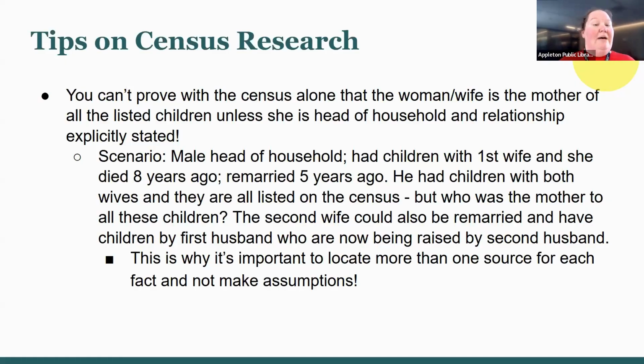Well, who is the mom to all these children? You know, that second wife, maybe she had been married before too, and she had children by her first husband who are also living in that household and being raised by her second husband. So that's why it's important that you locate more than one source for each thing and not just make the assumption that, hey, it lists a male head of household, it lists a female who is his wife, and all these 10 kids are mothered by this wife. It could not be the case. So don't fall into that common assumption.